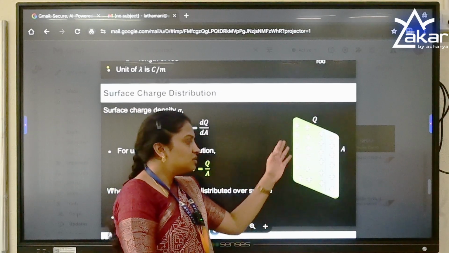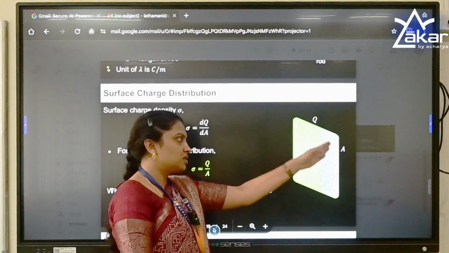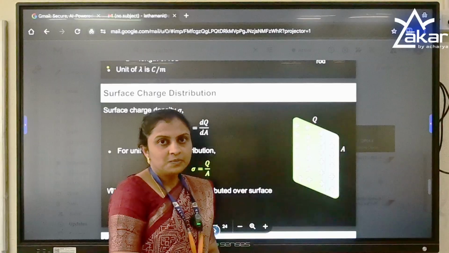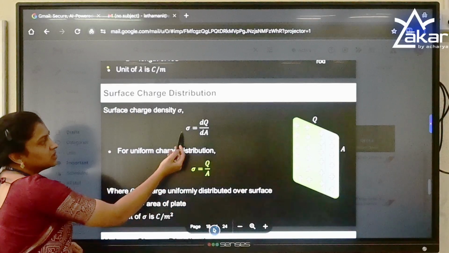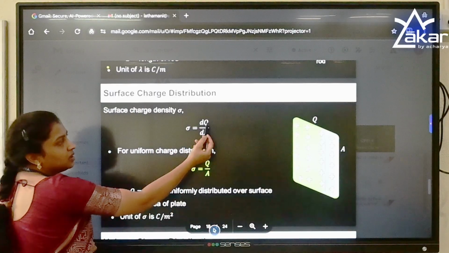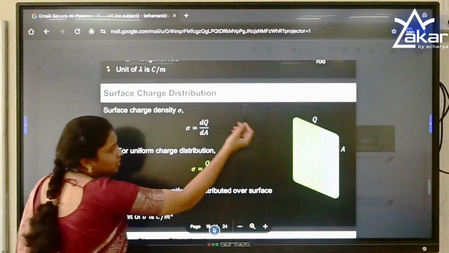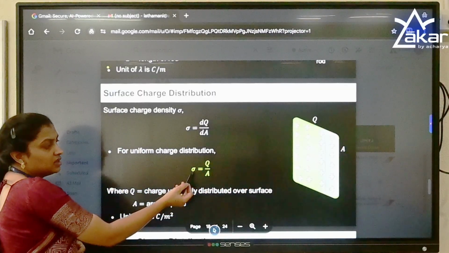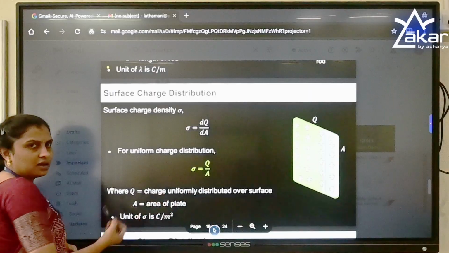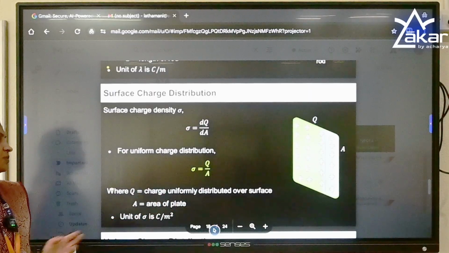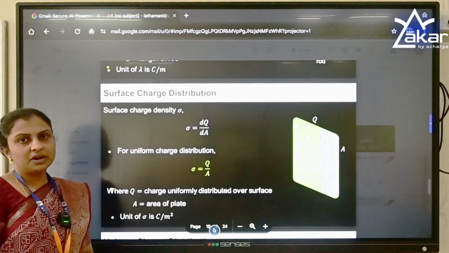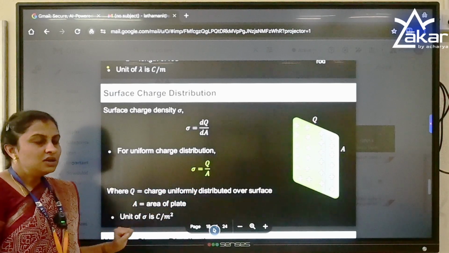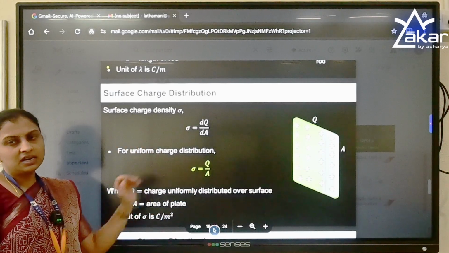So we can't count the charge from this full area. For that reason, we have to choose one particular area. So sigma is equal to dq by dA. For uniform distribution, here we have chosen sigma is equal to q by A, where q is the charge uniformly distributed over the surface and A is the area of the plate. So this is a surface charge distribution.